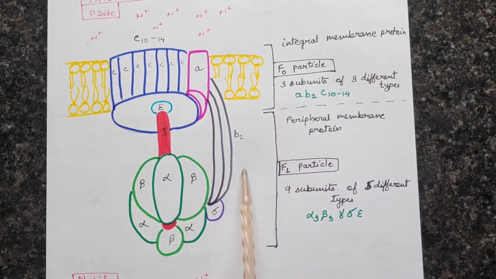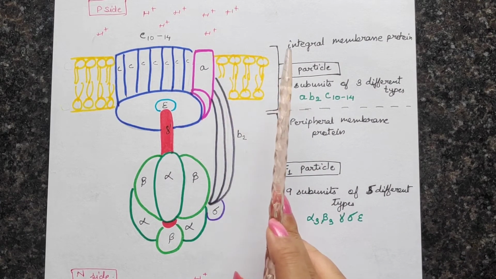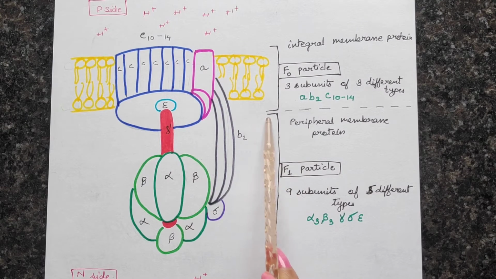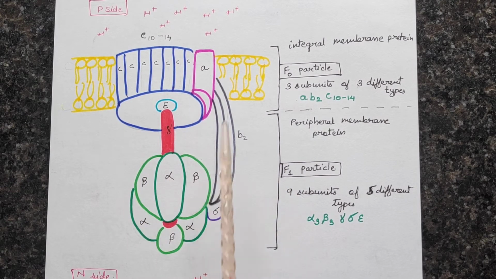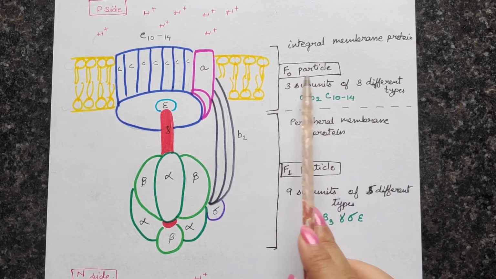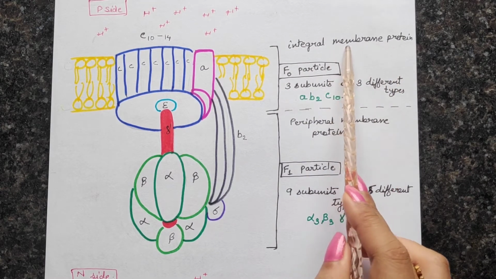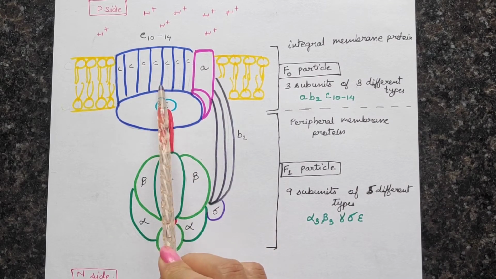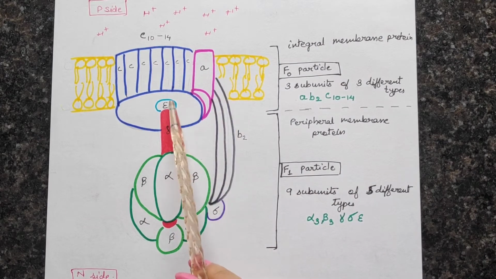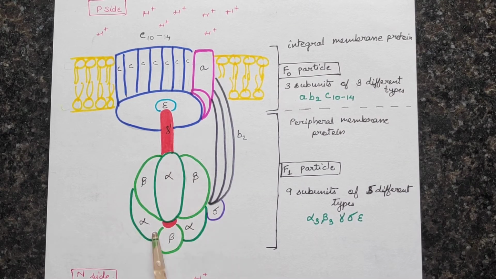Now, this entire structure of ATP synthase can be divided into two functional domains. One is F0, this part, and the F1 part, which is this part. So it is divided into two functional domains, the F0 particle and the F1 particle. The F0 particle is the integral membrane protein. That means it will be present in the membrane, inside the membrane, this part. And the F1 part is the peripheral membrane protein. It is not embedded inside the membrane, but it is attached to the part which is embedded inside the membrane. So this is the peripheral membrane protein.